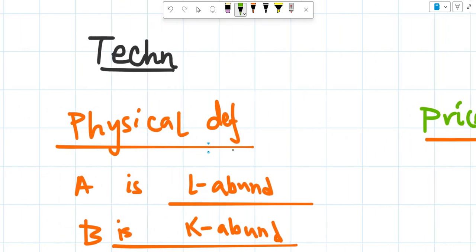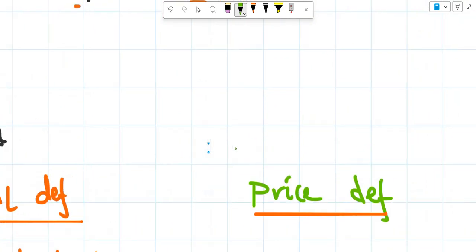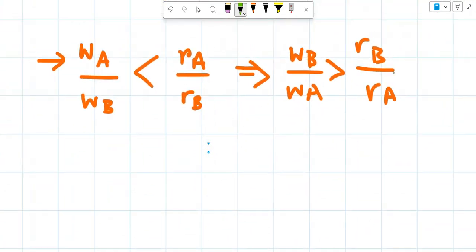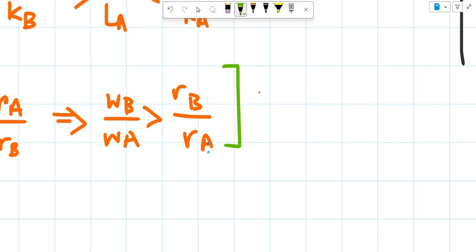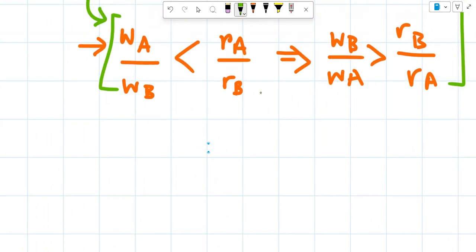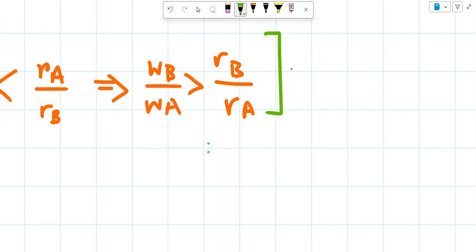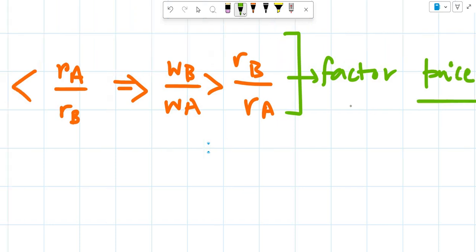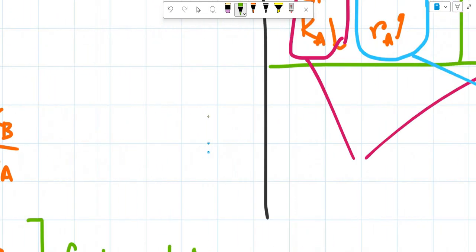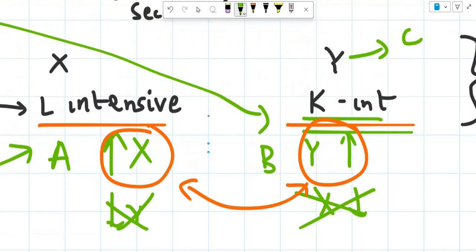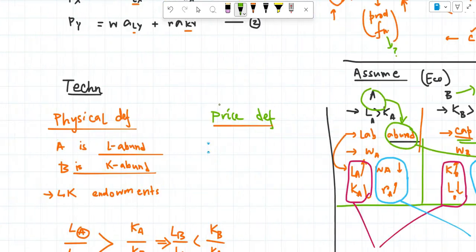Now, basically an interesting thing is we had already started with the price definition in the last video. This equation that I wrote, which actually follows from the physical definition, is actually one way of representing the price definition. So why? Because it's a factor price. So this is a factor price. So factor price is one way of visualizing the price definition. What could be another way? Another way could be, now this takes into consideration the intensity, the goods intensities.